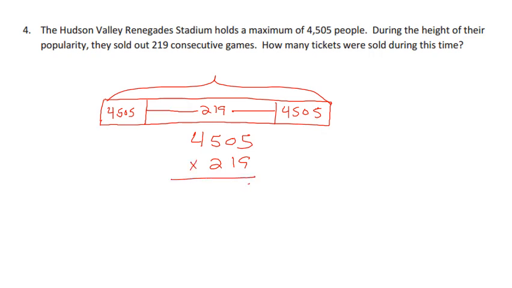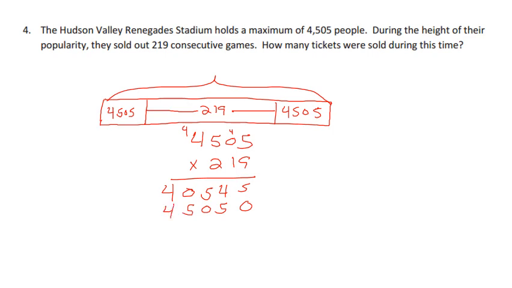9 times 5 would be 45, carry our 4. 9 times 0 would be 0 plus 4. 9 times 5 is 45, carry our 4. 9 times 4 is 36, and 4 would be 40. Now we're doing our 10, so put my placeholder, and 1 times 4,505 would be 4,505.